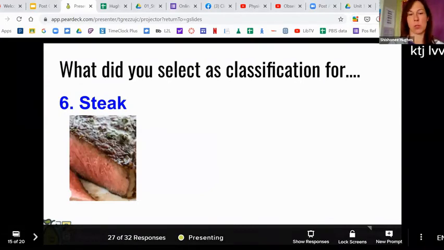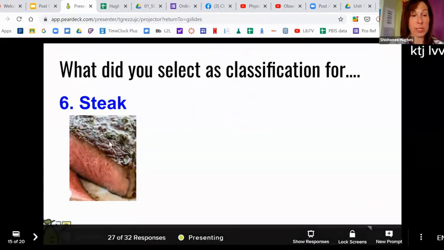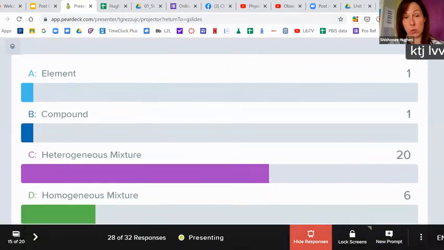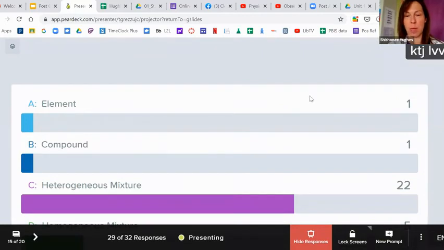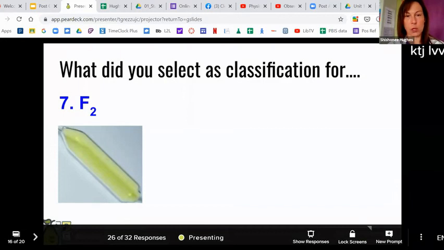Oh, I've been talking about salsa, now I throw steak in your face. Steak is one word, but you cannot find it on the periodic table. So that tells you it's a mixture. And notice the different coloring right away. You see it is not the same throughout, okay? So that is definitely a heterogeneous mixture, which most of you said. Good job. Heterogeneous mixture. And then we have lovely F2.